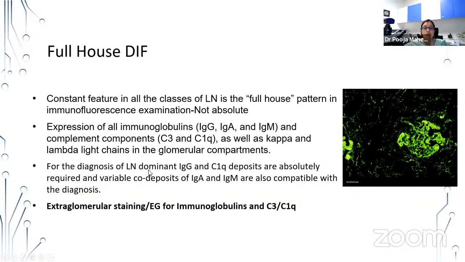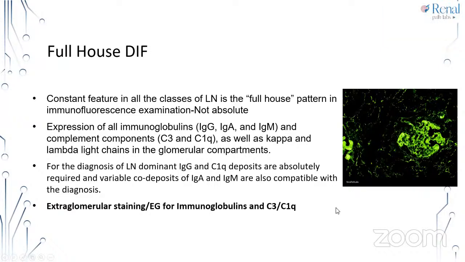For the diagnosis of LN, dominant IgG and C1q deposits are absolutely required, and there can be variable co-deposits of IgA and M. But it is not necessary that we will find A and M in all the cases. The most important, or I can say most specific, finding for lupus nephritis is extraglomerular staining, that is EG, for immunoglobulins and C3 and C1q.